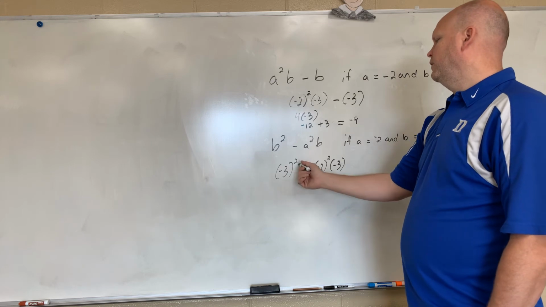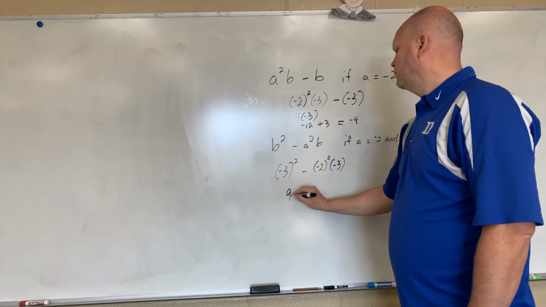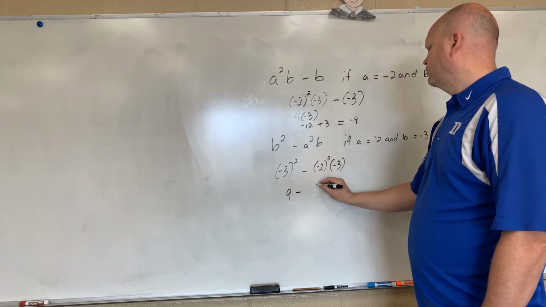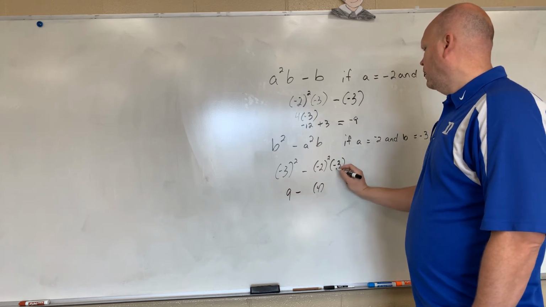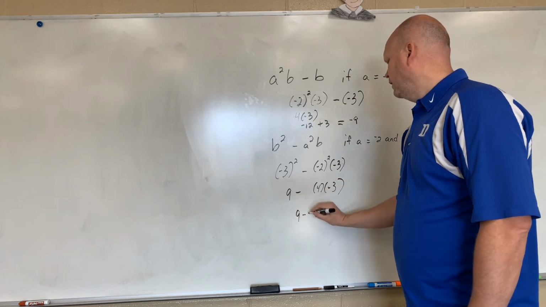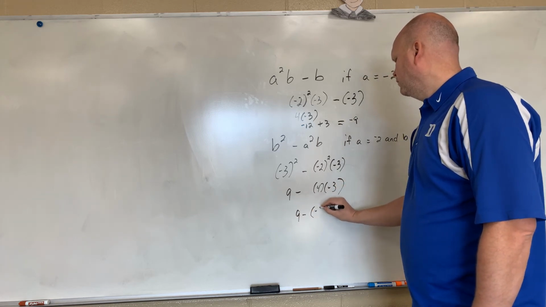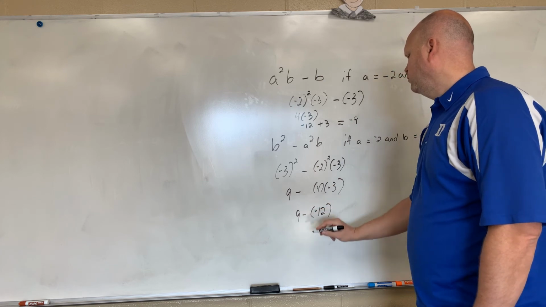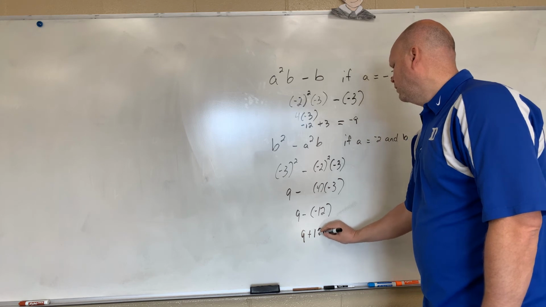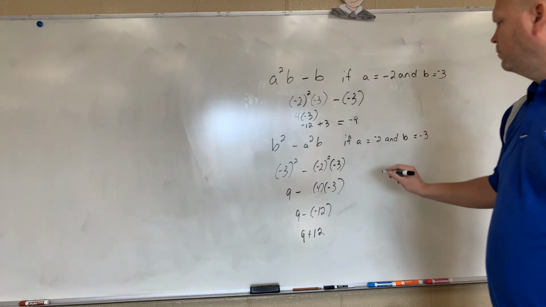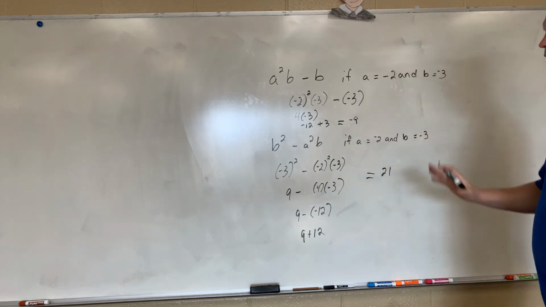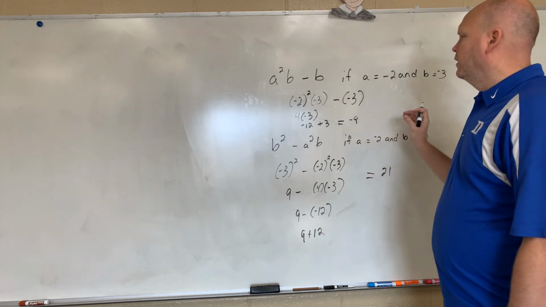So -3 squared is 9, minus, and then here we have -2 squared, which is 4, times a -3. So when we move it down, we get 9 minus a -12. We have two negatives, so we have 9 plus 12, and we end up with 21.